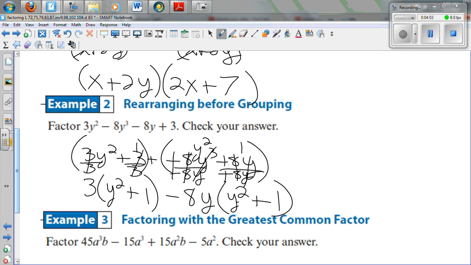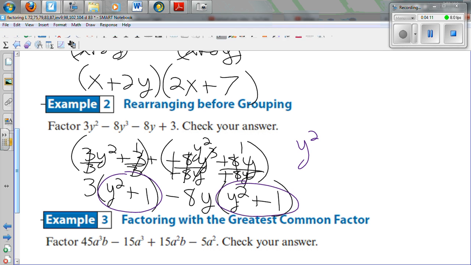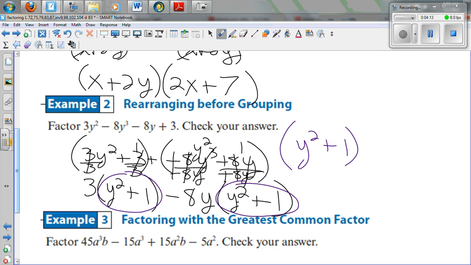And then if you look at those again, what do they have in common? Well, you can see here's the y squared plus 1, here's the y squared plus 1. So I'm going to take that out. When I take it out, I divide it off, and they cancel. And what am I left with when that cancels? I'm left with 3 minus 8y. Now I have factored into 2 binomials again.